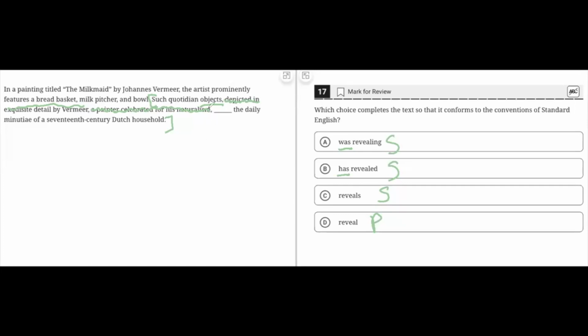So yes, objects is plural, so we need a plural form of the verb reveal, which applies to choice D. So choice A, B, and C are incorrect. Choice D is the correct answer, and it's as simple as that.